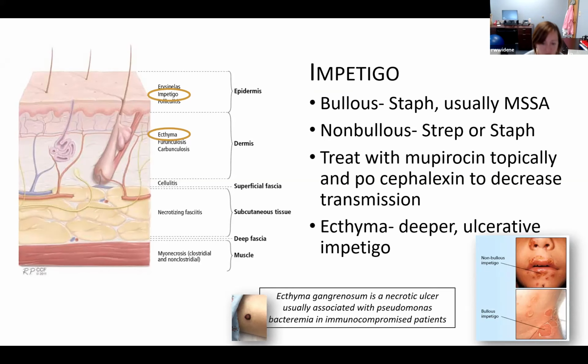Ecthyma is just a deeper form of impetigo, but for all of our heme-onc folks out there, look at that tiny picture down there. Be aware of those little innocuous looking things, ecthyma gangrenosum. That's a necrotic ulcer that is usually associated with Pseudomonas bacteremia in our cancer patients, anybody who's immunocompromised. So if you see that, you need a blood culture. I'm sure your patient will be acting sicker than I'm making it out to be in just that little picture, but get a blood culture and pseudomonal coverage. Anything to add? Nope. Any questions? All right.